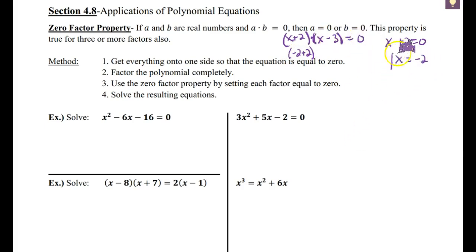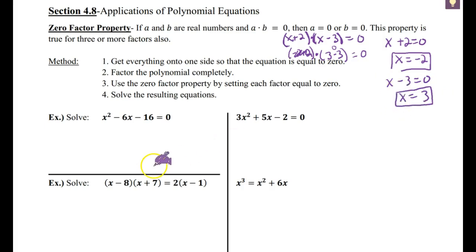So x could be negative 2, or I set the other factor equal to 0, and I solve for x. So add 3 to both sides, and x would be 3, which again makes sense. If I plugged 3 minus 3 into the other parenthesis, granted we don't do them at the same time, I would get 0, and 0 times anything would be 0. So I'm going to end up with a true statement here.